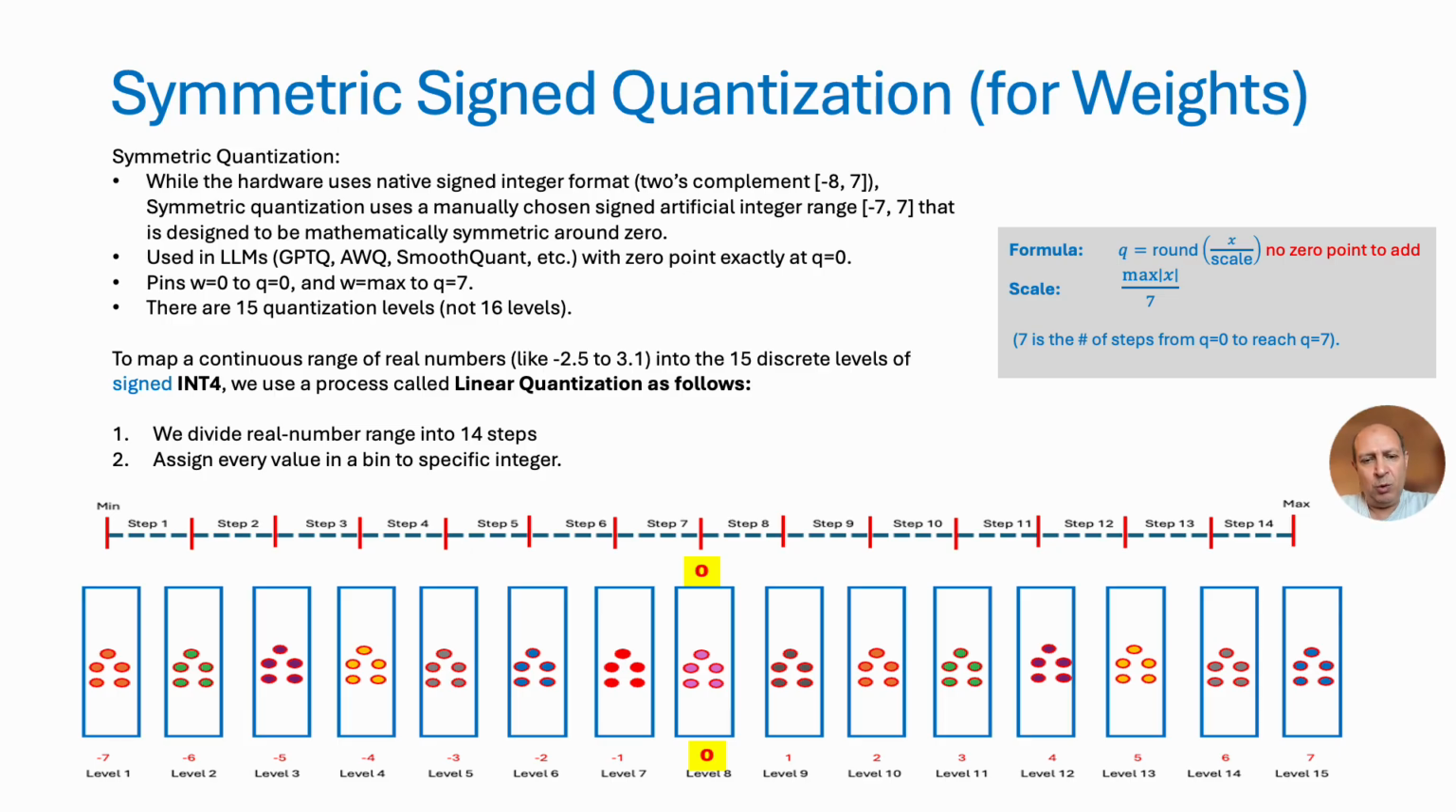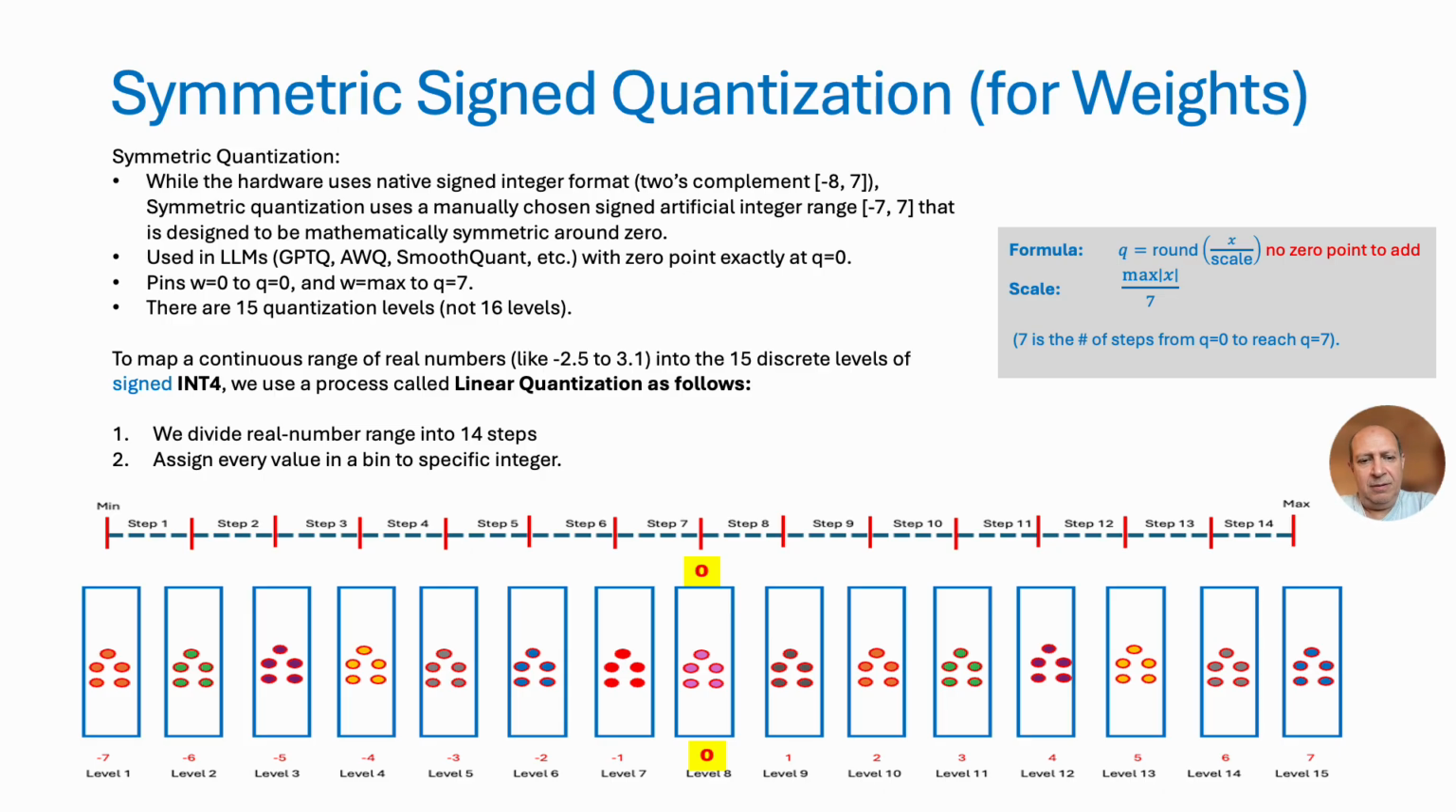So, to map a continuous range of real numbers, such as a range between -2.5 and 3.1, into 15 discrete levels of signed INT4, we use the linear quantization as explained before. And we're giving the formula here on the right-hand side. The formula is we take the real number value, divide it by the scale, and then round the result to the nearest integer. And we calculate the scale as the maximum absolute value of x, because as we mentioned, this formula applies to the positive side of the interval or the negative side of the interval, meaning between 0 and 7 or -7 to 0, same thing.